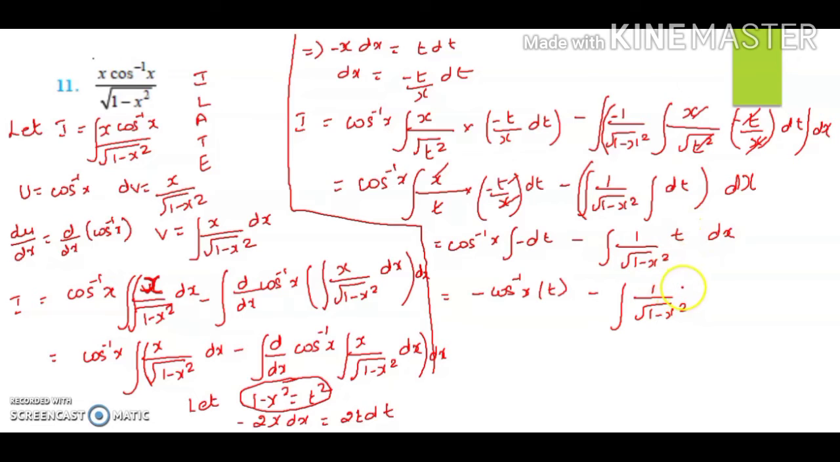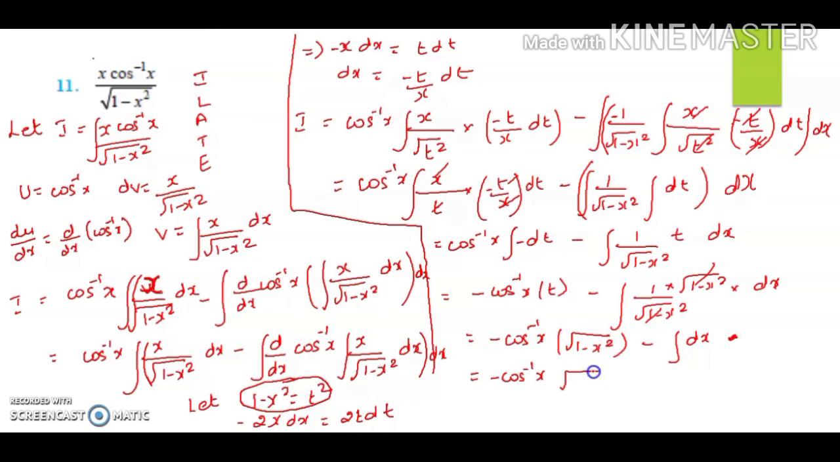What is the value of t? We are having t square, so the t value is square root of 1 minus x square, not t square. So minus cos inverse of x into the t value, square root of 1 minus x square, minus, these two terms get cancelled and we are left with integral dx. So this is equal to minus cos inverse of x square root of 1 minus x square minus x plus c, which will be the answer.